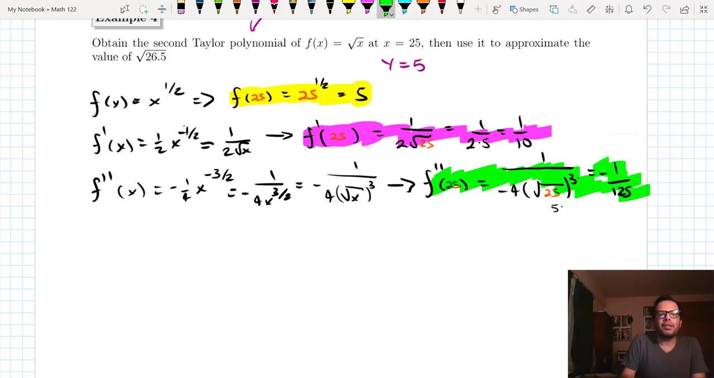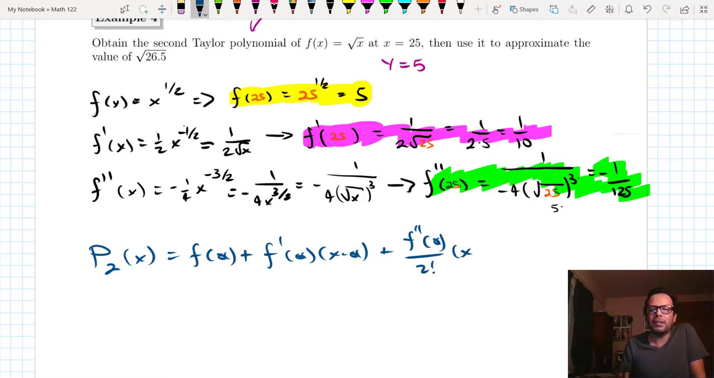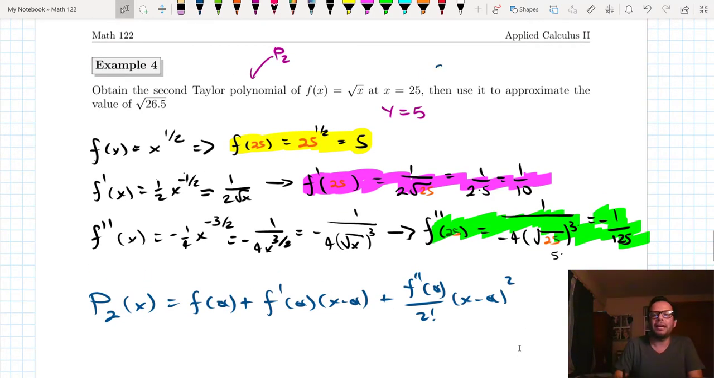Okay, so in this case, I'm not going to do P1 and then P2. I'm going to go straight to P2. So P2 will be, f of a plus f prime of a times x minus a plus f double prime of a divided by 2 factorial times x minus a squared. So in this case, a is no longer 0 like in the previous case. Okay, so in this case, a equals 25.